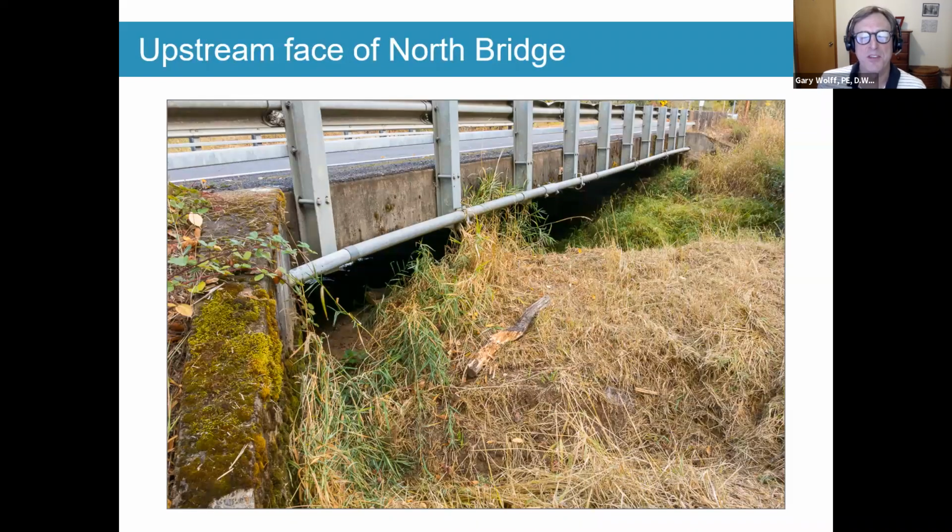This is the existing North Bridge crossing of the main channel, and you can see that while this is about a 60-foot span across the channel, the stream isn't seeing the full opening because there's been some slumping or something in the past that's obstructing the inlet to the bridge. So part of our design was to try to open this up to get better conveyance through that opening.